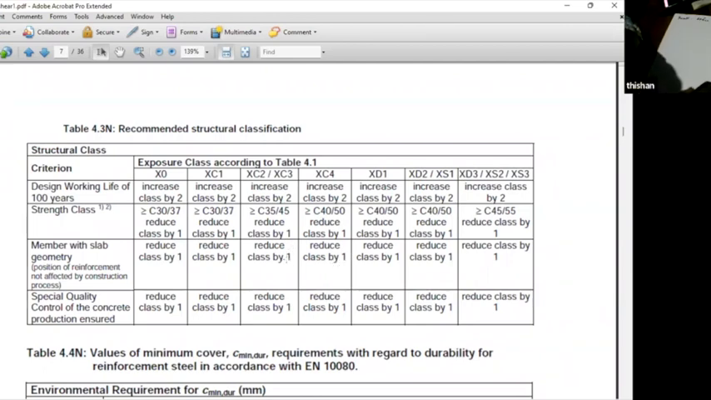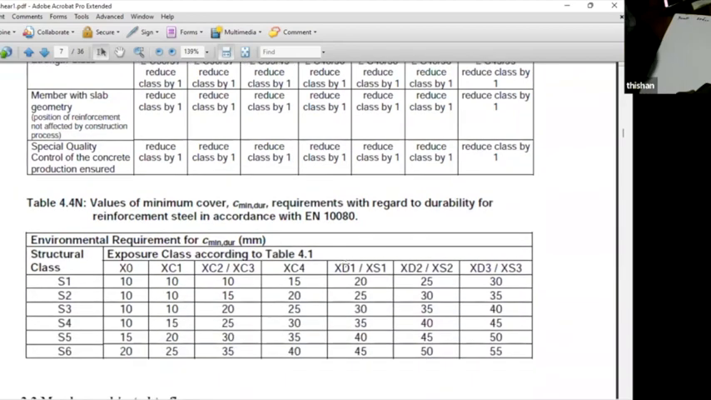So which means it says increase the class by 2. Here it says reduce the class by 1 and 1. So which means we can use S4. And if you are using S4 for XC3, the cover requirement is 30 millimeters. Okay, so the cover requirement is 30 millimeters.